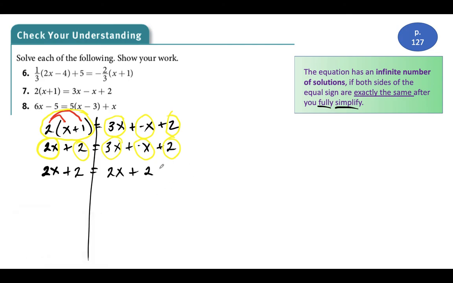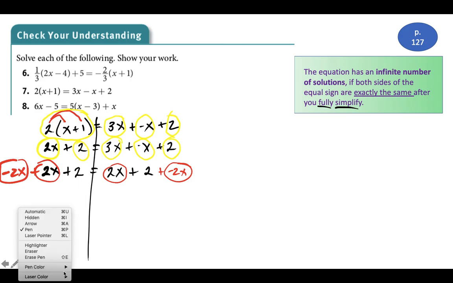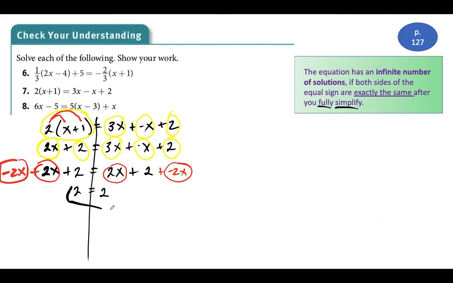And we could add 2 negative x's to eliminate my variable on this side. But because they were exactly the same, it is going to eliminate my variable on this side as well. And I am going to get 2 is equal to 2. That is a true statement. So this equation has infinite solutions. Any number will work. You can plug in any number you want for x, and it will always work.